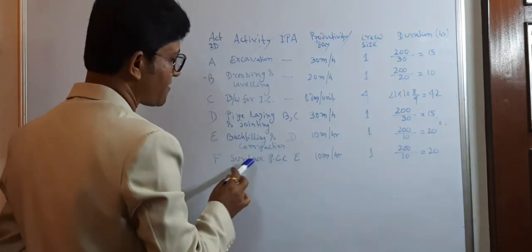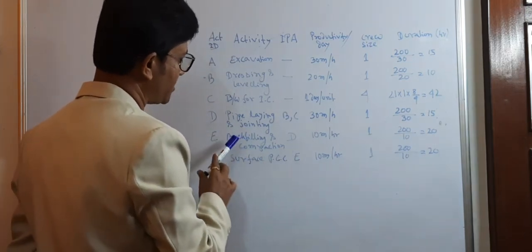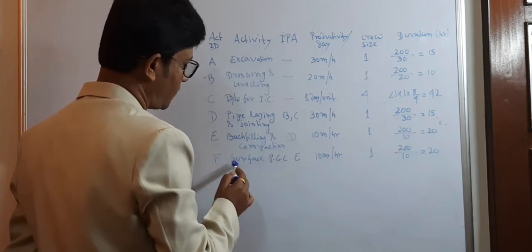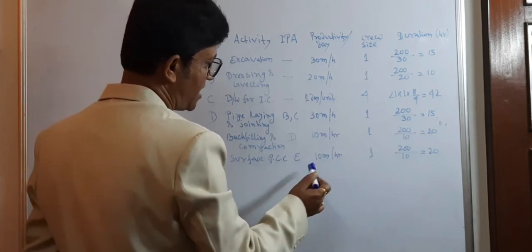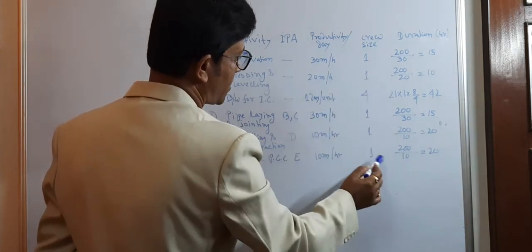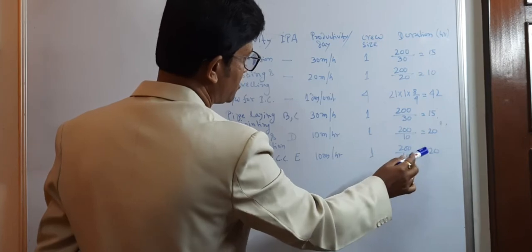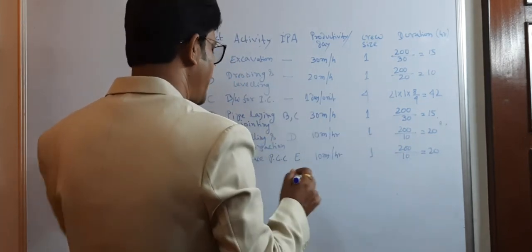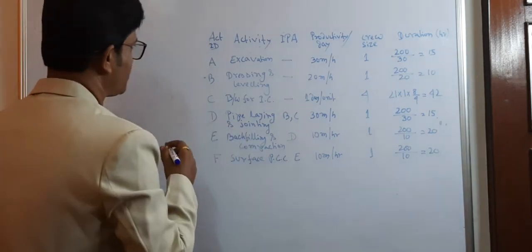And F is the surface PCC. This is dependent on E, that is, if the backfilling and compaction is completed, then you can go for the surface PCC. The productivity per day is 10 meters per hour, and the crew size is 1, so this is 200 by 10, that is 20. So this is the main thing. From here we have to prepare the chart.